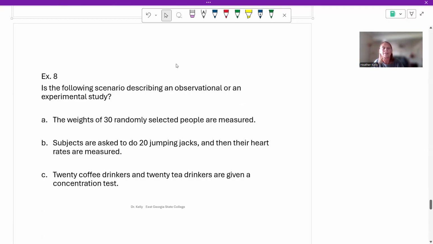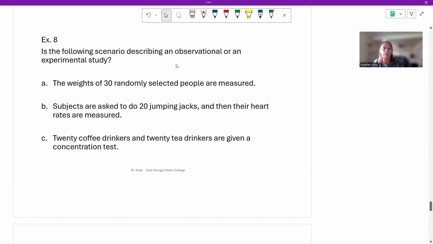So let's find out if these are observational or experimental studies. The first one is the weights of 30 randomly selected people are measured. Is that observational or is that experimental? Did we apply something to those 30 people or did we just simply measure their weight? So that would be observational.